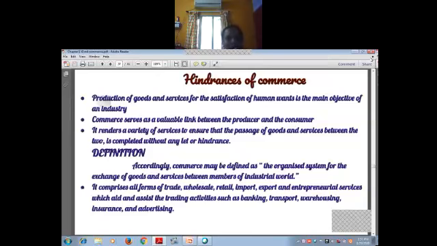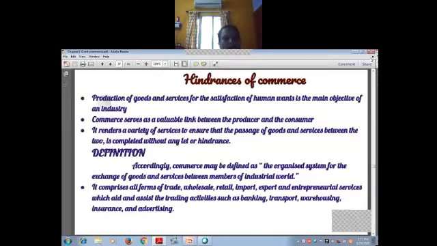Definition. Accordingly, commerce may be defined as the organized system for the exchange of goods and services between members of the industrial world. It comprises all forms of trade, wholesale trade, retailing, import, export, and entrepreneurial services, which aid and assist the trading activities such as banking, transport, warehousing, insurance, and advertising.